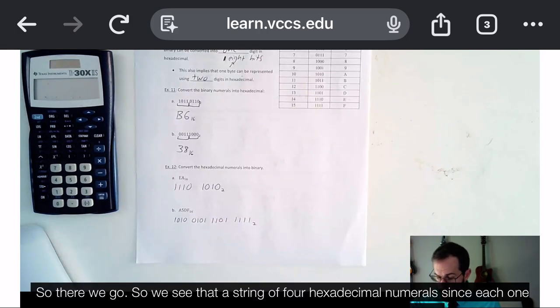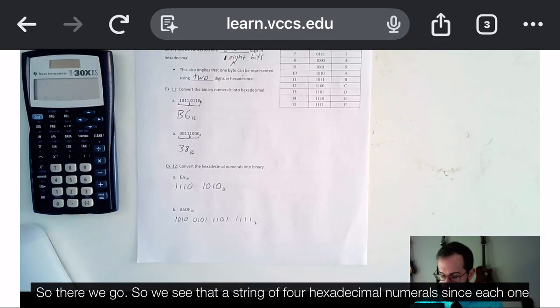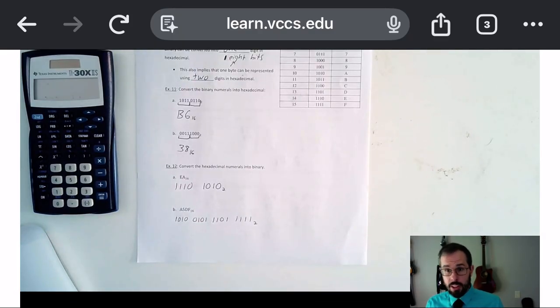So there we go. So we see that a string of 4 hexadecimal numerals, since each one of them is 4 binary digits, would be 16 digits in binary. So that's all we have for this section.